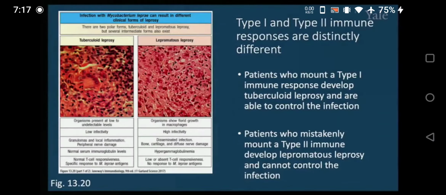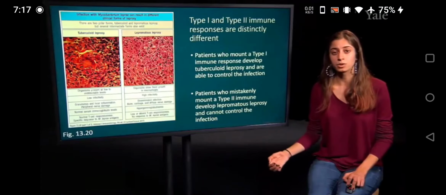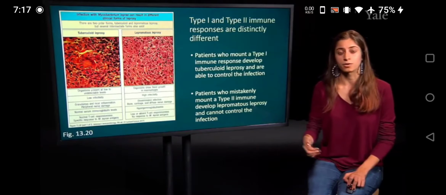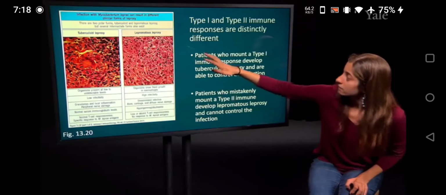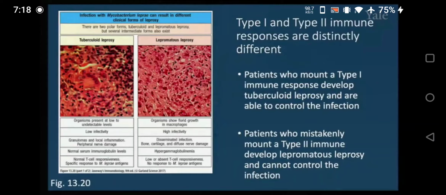A good example of type 1 and type 2 immunity not being able to act at the same time is during a Mycobacterium leprae infection. Some patients that are infected with this bacteria will mount a type 1 response, and some will mount a type 2 response. However, these patients act differently depending on what type of immune response they've mounted. Many of them will not respond well, while others will respond well if they've activated a different type of immune response.